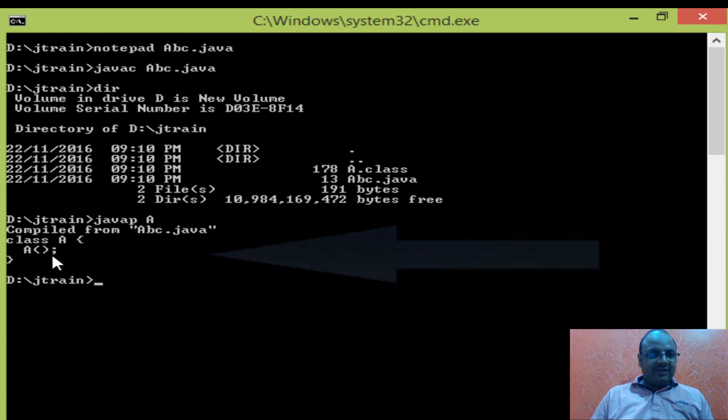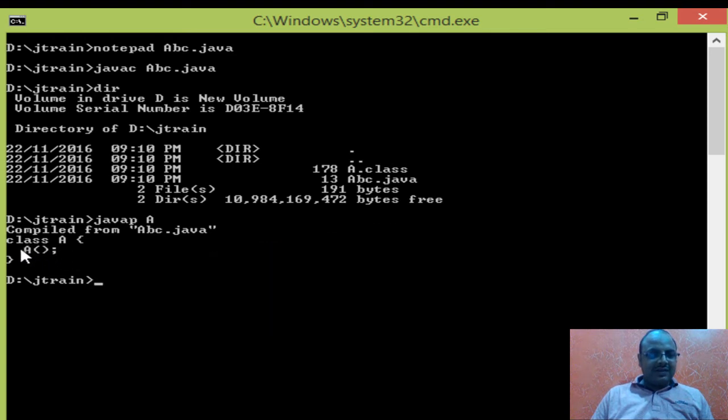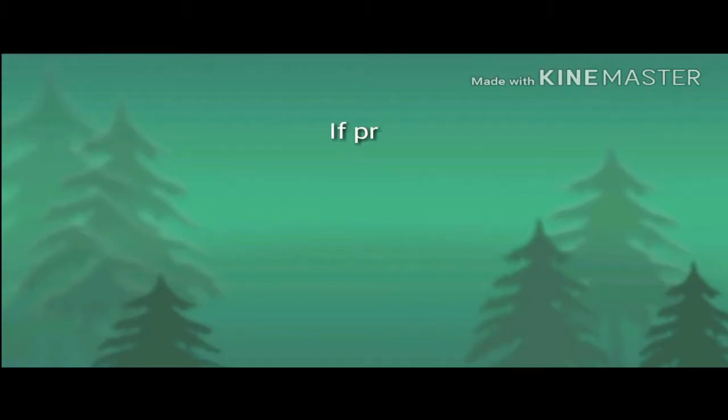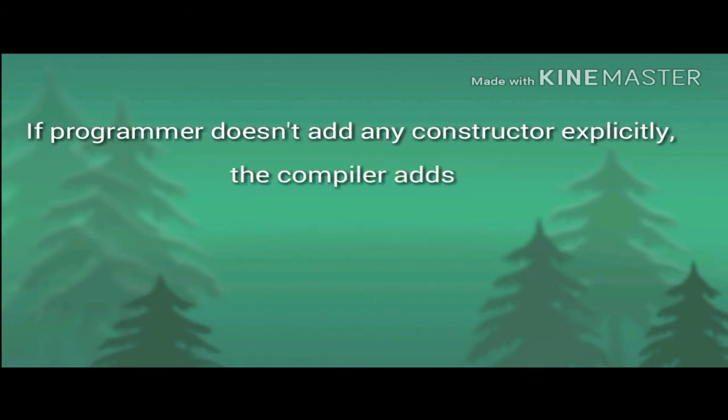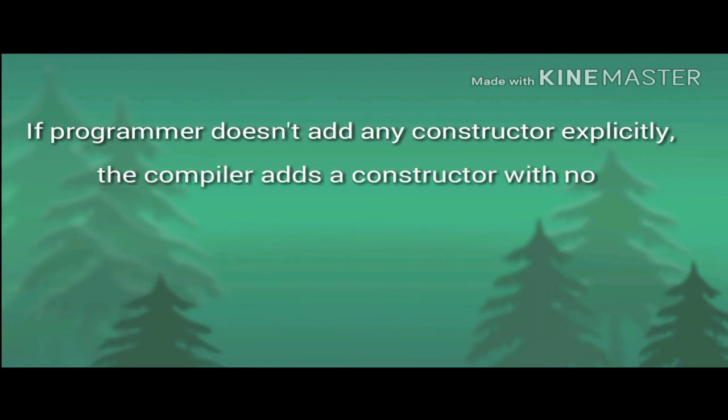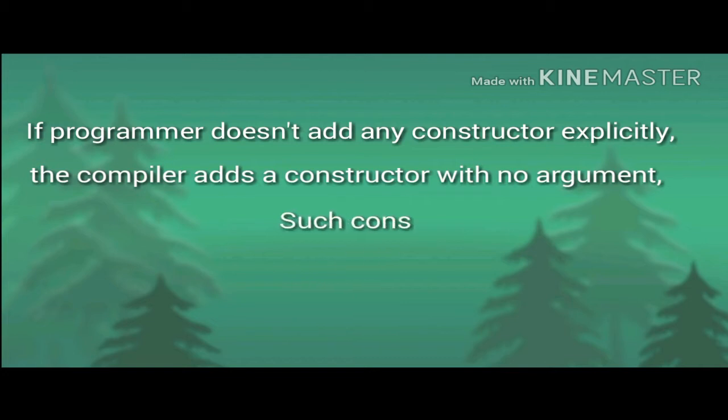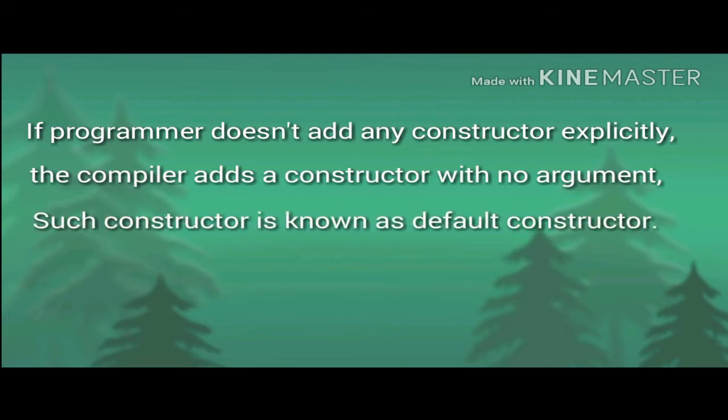This shows that there is a method with the same name as its class name, but there is no return type. This is actually a constructor, and this constructor is given by the compiler at the time of compilation. Here we see that if the programmer doesn't give any constructor explicitly, the compiler adds a constructor with no argument. Such a constructor is known as the default constructor.